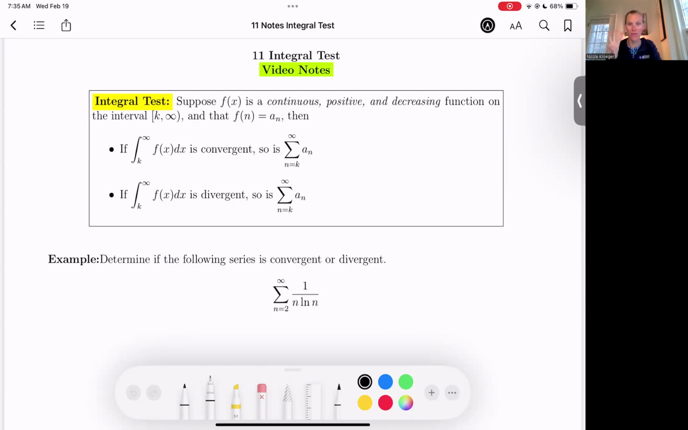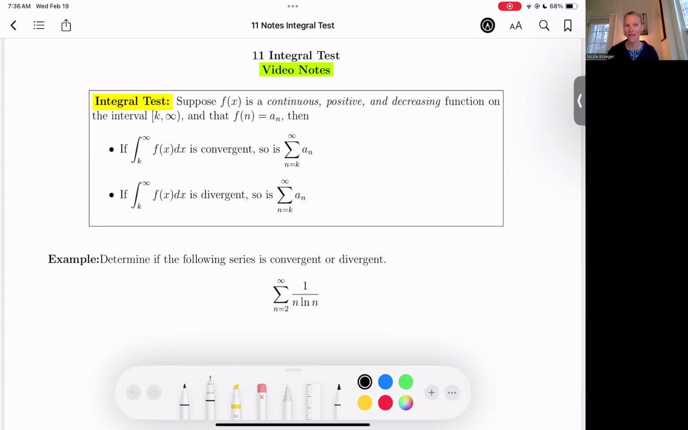The integral test starts out with three conditions. We have to start out with terms that are continuous, positive, and decreasing. We must check those conditions before we try to use the integral test. If we have a function that satisfies those properties, then we look at the integral of the function that we're working with. If the improper integral is convergent, then the corresponding series will converge as well. If the improper integral is divergent, then the corresponding series will diverge as well.